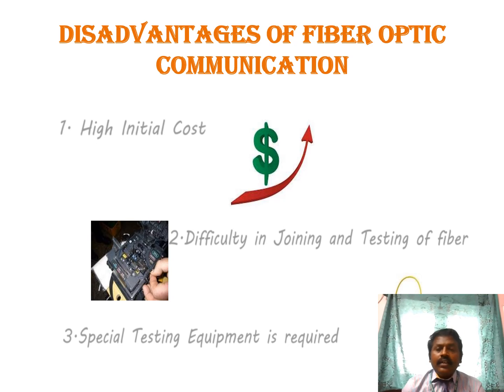Then definitely every system has its own disadvantages. The disadvantages of the fiber optic communication system are, first, the initial cost is very high. Then joining fibers or finding a problem inside a fiber is somewhat difficult. Then it is difficult to find an error in the fiber, so we need a special machine. To find any fault or any signal dispersion inside the fiber, we need special testing equipment. So those are the disadvantages of optical fiber communication.